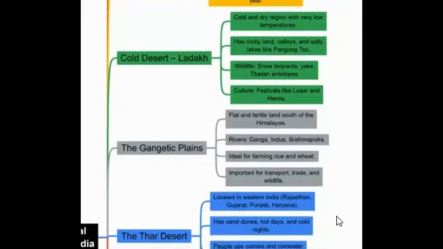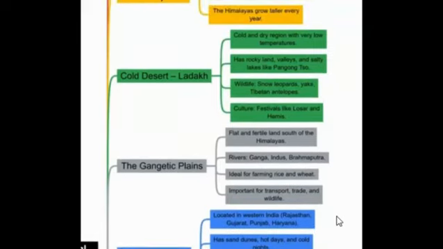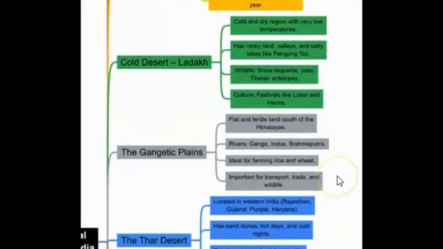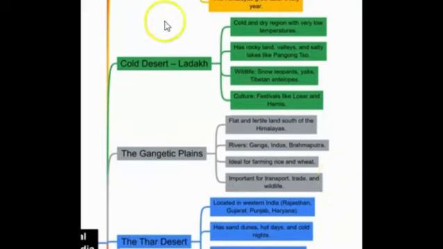The Gangetic Plains are flat and fertile land south of the Himalayas. They have rivers which include Ganga, Indus, and Brahmaputra. They are ideal for farming rice and wheat. They are important for transport, trade, and wildlife.